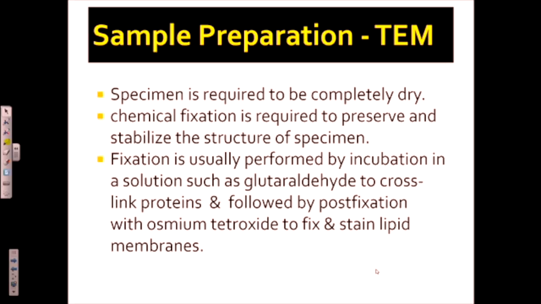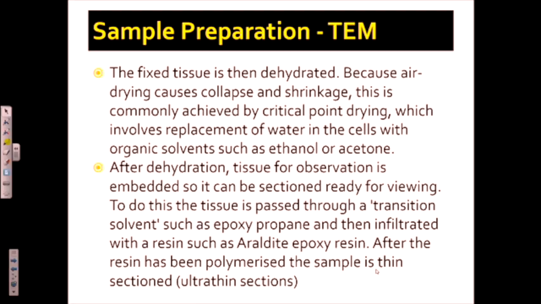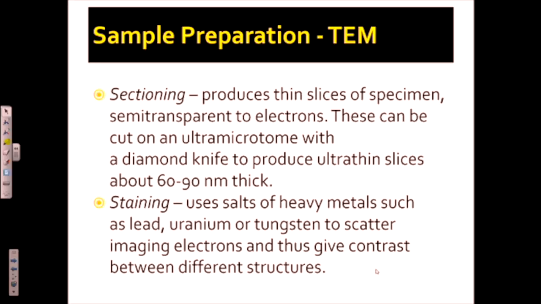The specimen is required to be completely dry. There shouldn't be any moisture, which doesn't happen in our case. Chemical fixation is required to preserve and stabilize the structure of the specimen, and they use glutaraldehyde to cross-link proteins and different kinds of stains for the lipid membranes. The most important thing for TEM is that they dehydrate the entire sample, so they don't want any water in it. Air drying commonly causes collapse and shrinkage, so they have different protocols for that. They use different kinds of resins to embed their samples and make thin sections out of that. And sectioning is also very important.